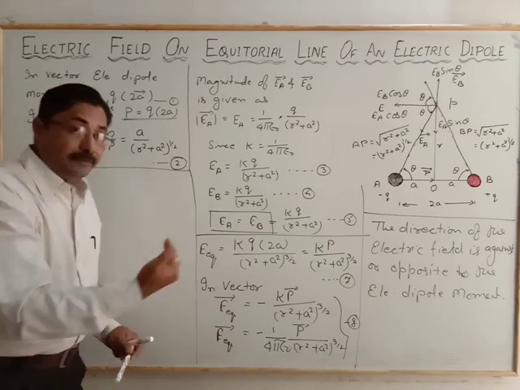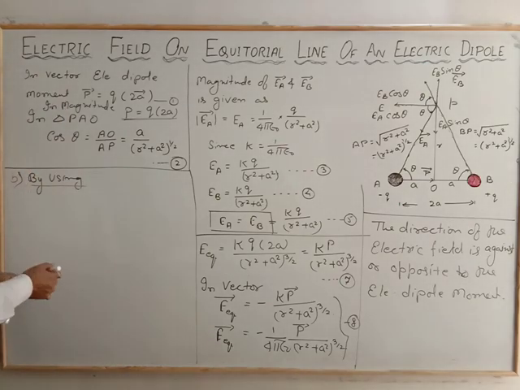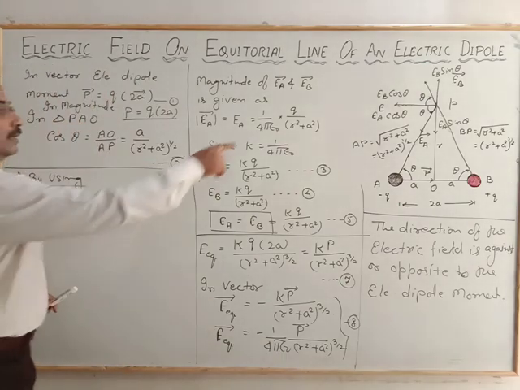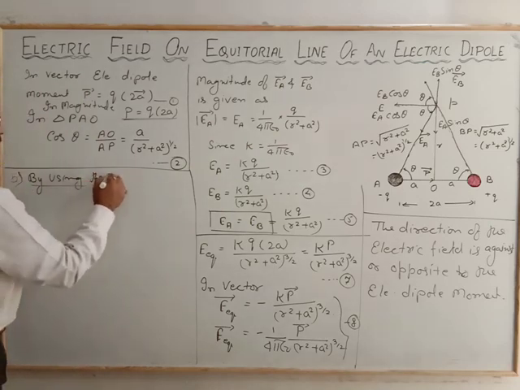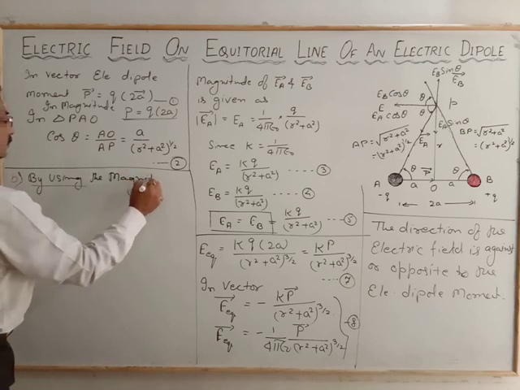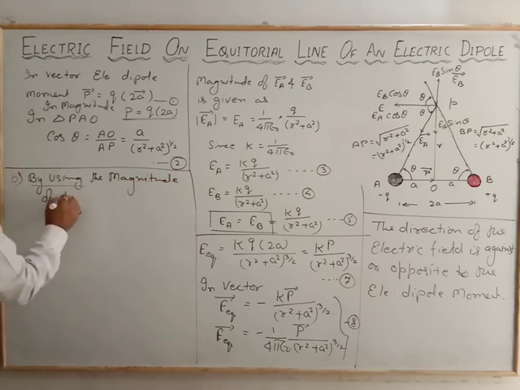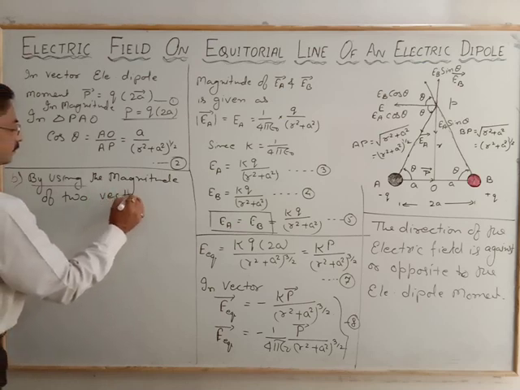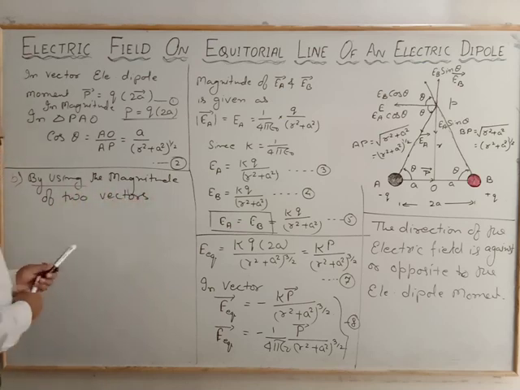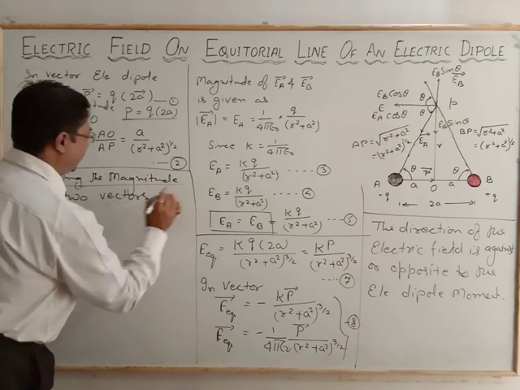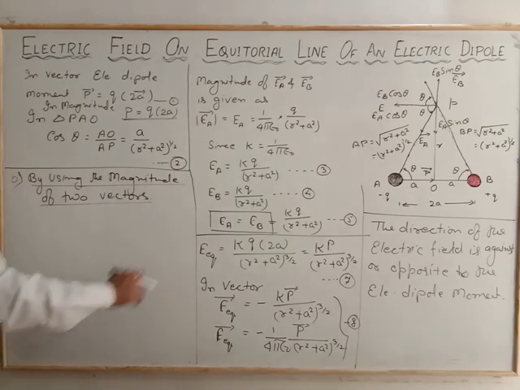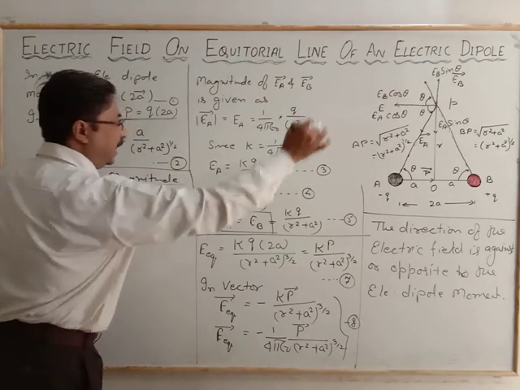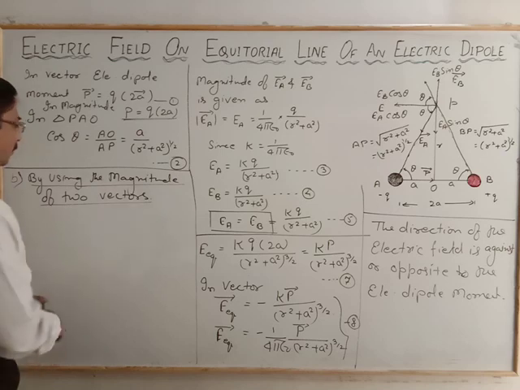And then the third way to calculate the electric field at the equatorial point is by using the magnitude of two vectors. This is the second way to obtain the expression of the electric field at the equatorial point due to the dipole. So this is the magnitude of the two vectors.